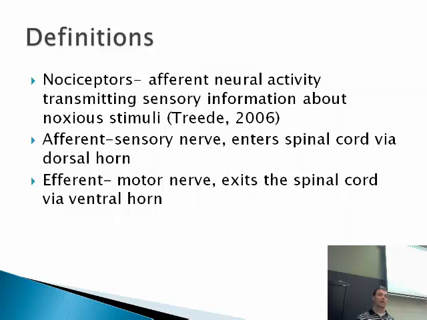Afferent, efferent. Afferent sensory nerve enters the spinal cord via the dorsal horn. Efferent motor nerve exits the spinal cord via the ventral horn. So afferent is a sensory nerve, and efferent is a motor nerve. This will be more important as we get along here as well.